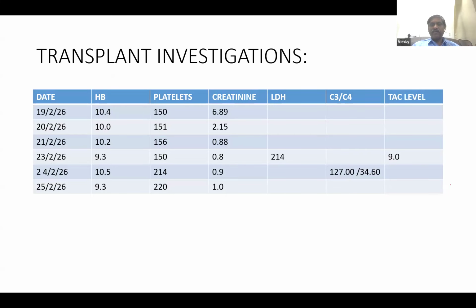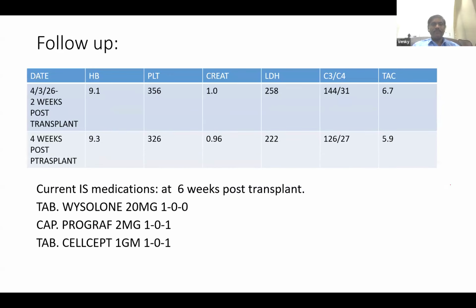His initial TAC levels were high and we adjusted the dose accordingly. This was at the 2 weeks and at the 4-week follow-up, and at 2 weeks and 4 weeks the TAC level was maintained around 6. His LDH and C3, C4 were normal. Creatinine was maintained. Everything is going smoothly. And currently, he is at 6 weeks post-transplant on the following immunosuppression: tacrolimus 2 mg, CellCept 1 gram, and prednisolone 20 milligram.